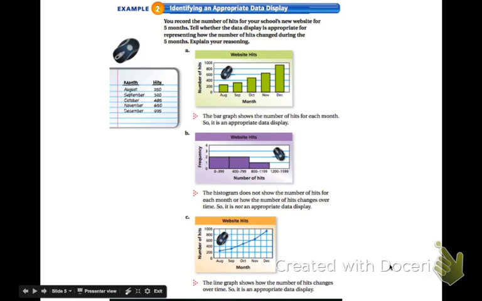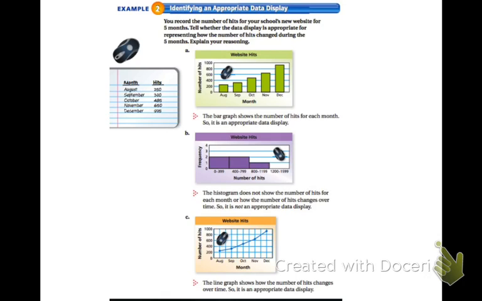All right, here's an example of looking at multiple representations. The data is on the left in the notebook. You record the number of hits for your school's new website for 5 months. Tell whether the data display is appropriate for representing how the number of hits has changed during that 5-month period. So looking at A, we have the number of hits and the month. Each bar represents a different month, and the bars are equal size to each other. Therefore, you can see that the hits are increasing. So it is appropriate.